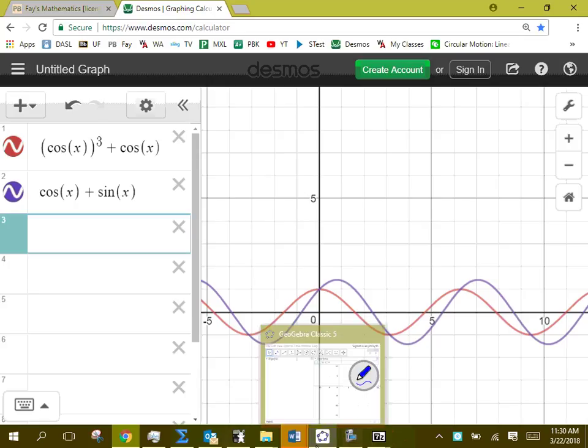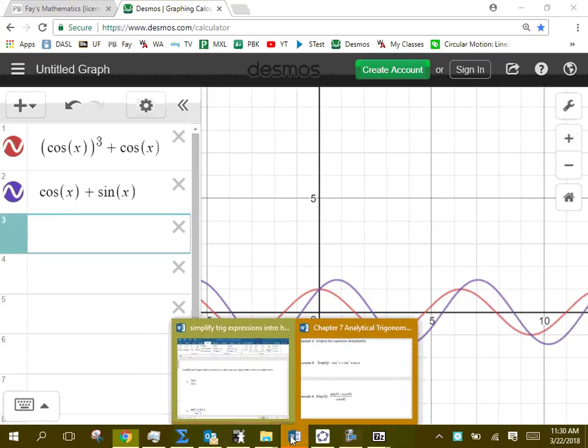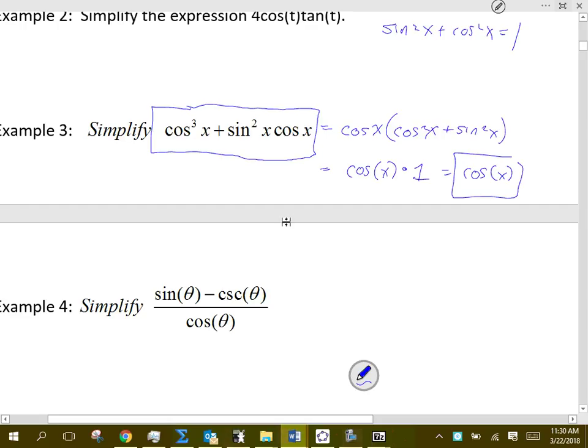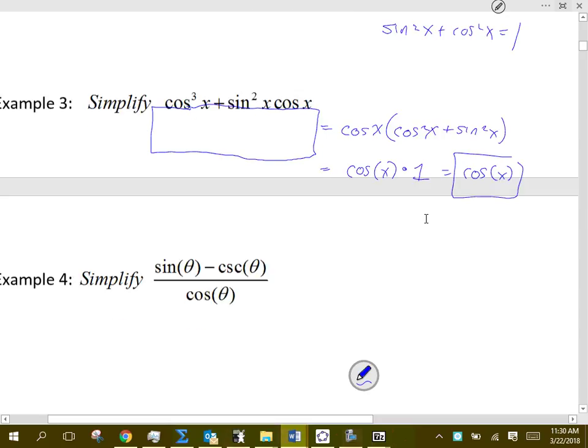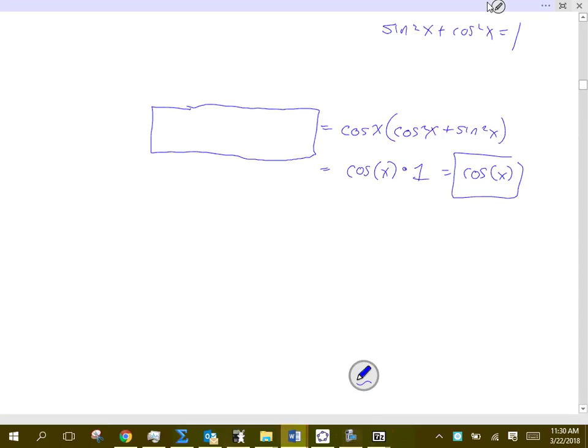Let's do... I don't want to do that next one yet. We'll come back and do that one tomorrow. Some easier ones before then.